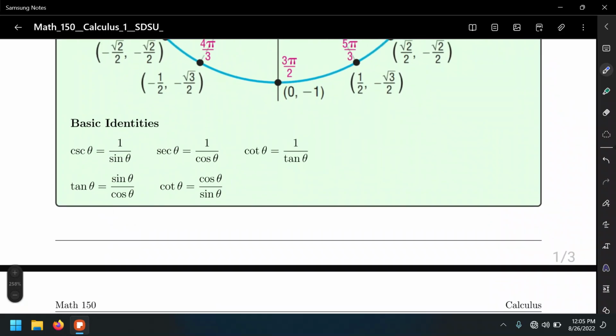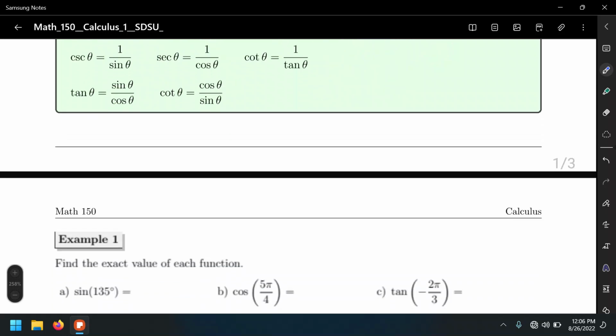There are more identities, such as the double angle and Pythagorean identity, but we're not going to use those to compute values of trigonometric functions. All we need is this to find cosecant, which is the reciprocal of sine, secant, which is the reciprocal of cosine, tangent, which is the quotient between sine and cosine, and cotangent, which is the reciprocal quotient. That's all we need. So let's have a look at some examples.